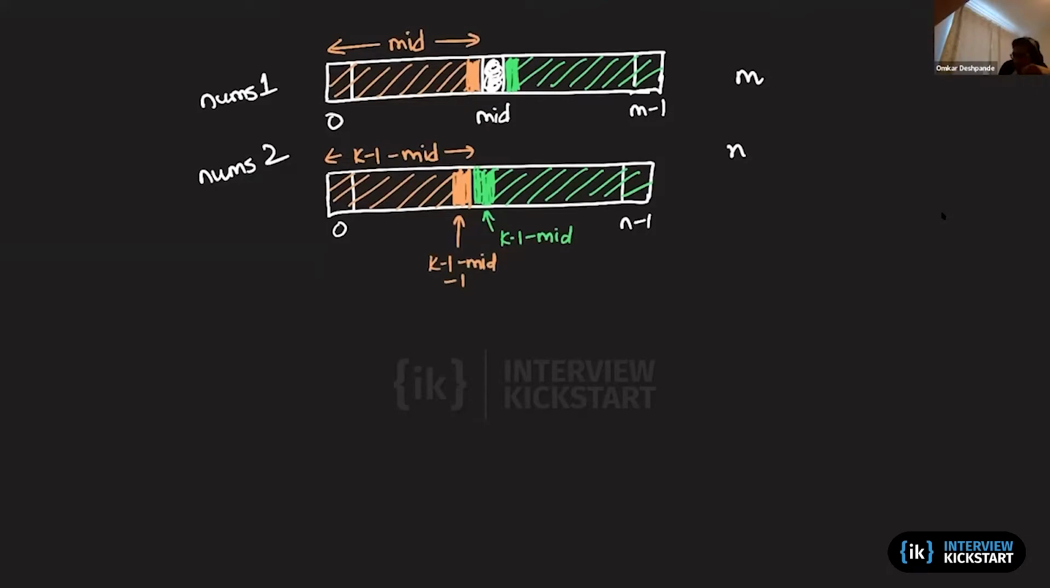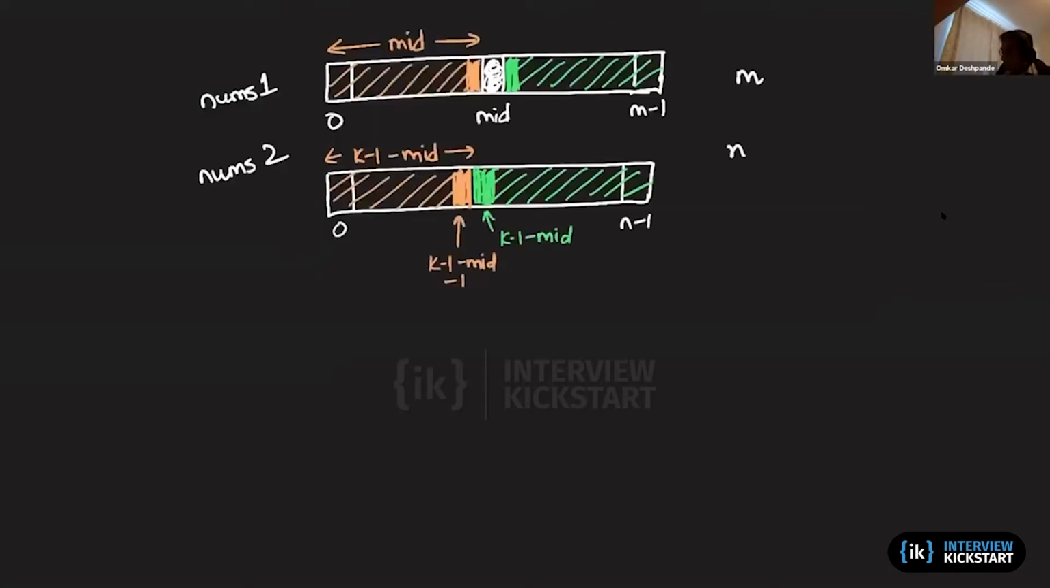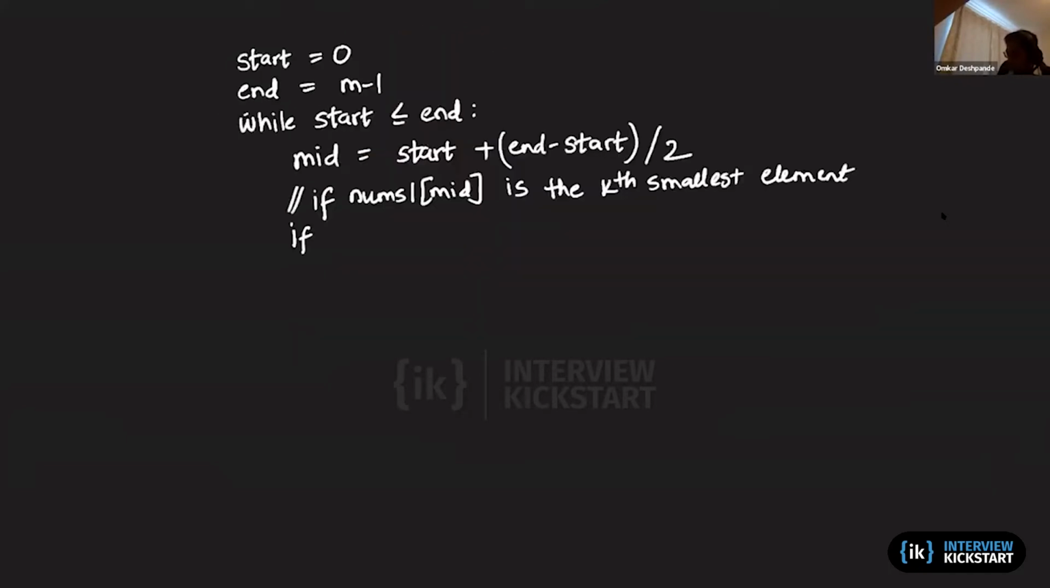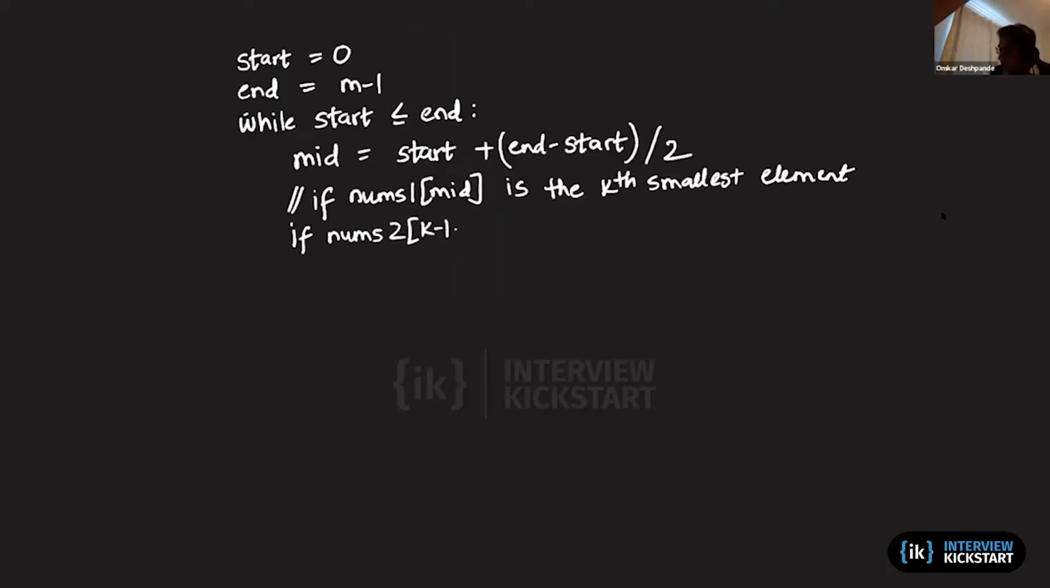So I'll go back now and translate this as, if my mid value is the kth smallest element, that means if it lies between these two values, so nums2 of, what is the index of that orange, the last rightmost orange number, k minus 1 minus mid minus 1. I could write this in a simpler way, but I'm just going to write the raw expression just so that you see where it's coming from.